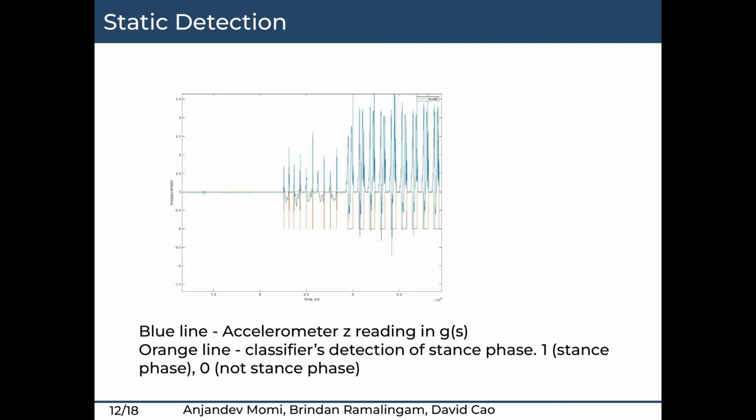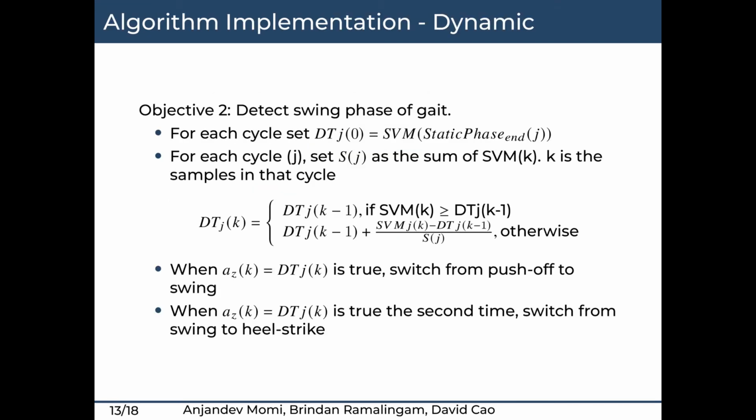In order for it to be a complete gait cycle, it must have a static phase and the 3 dynamic phases: push-off, swing, and heel strike. The rising edges of the orange gait signal define a gait cycle. We must now find which dynamic phase the gait cycle is in for each of the samples which have an orange value of 0, or non-static. We create DTJ. Here J is the cycle number, K is the sample in each cycle. This parameter DTJ is calculated for each cycle, and when the criteria is true, we switch from push-off into swing. When DTJ is equal to the acceleration in the z-axis the second time, we switch from swing into heel strike.